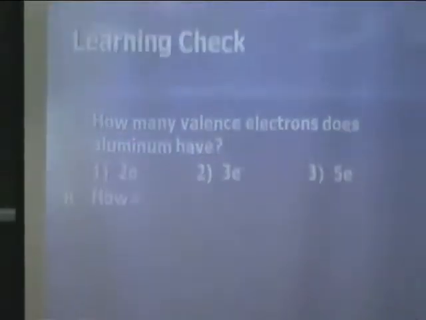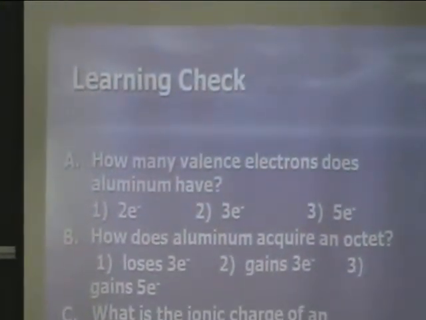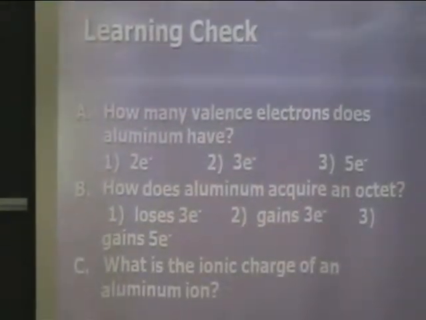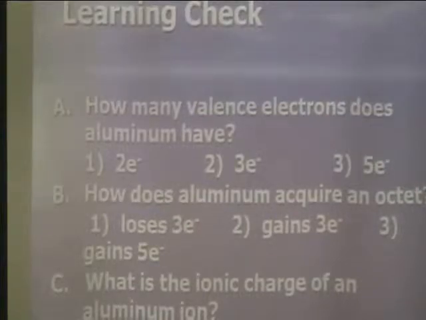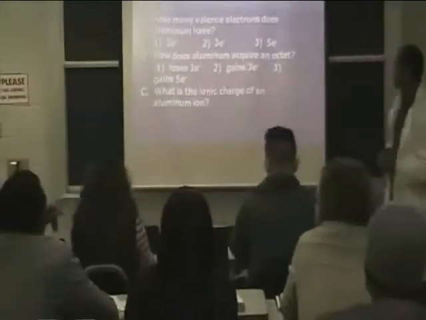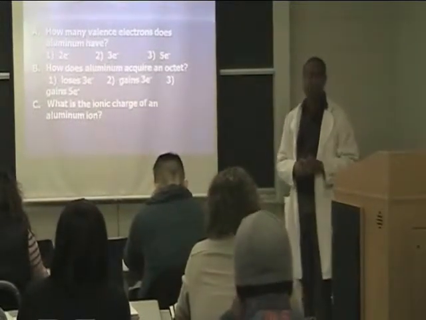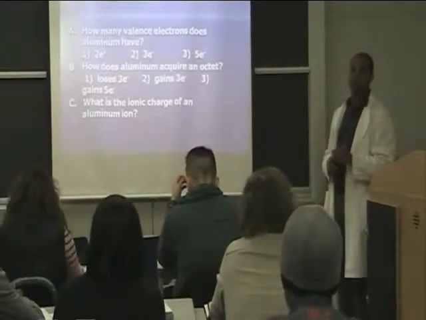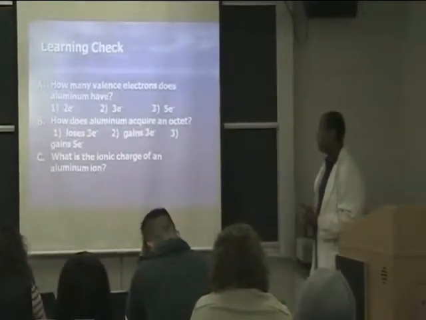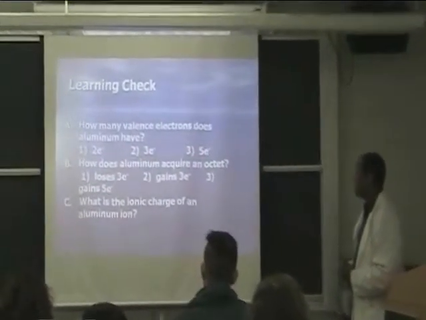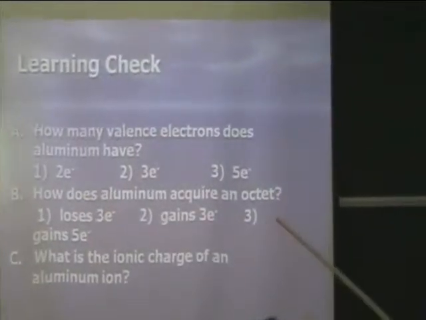Okay, now let's see some of the learning checks. So let's do this together. We have, how many valence electrons does aluminum have? What do you think? What will be your answer? Raise your hand and tell me your answer and your reason. 3. Why do you think they have 3? Because it's in group 3. Yes, it's in group 3. If you look on a periodic table, aluminum is found in group 3. Aluminum is a main group element, a main representative element. It's in group 3, so it should have a valence electron of 3. Does that make sense, everybody?